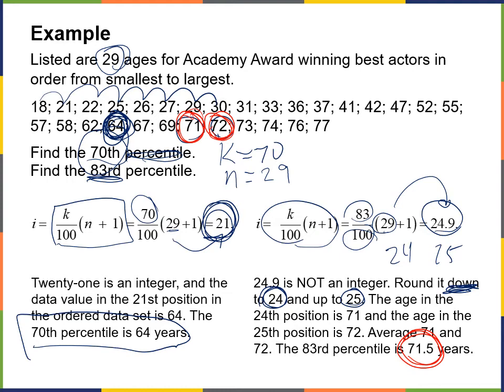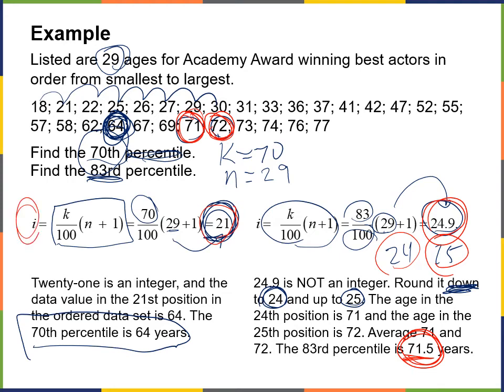Now you would say, well, that's not actually one of the ages listed. 71 is, 72 is, 71.5 is not. Why is that? Well, we have 29 different data values sitting in front of us, but we're trying to divvy this up into 100 pieces. That's what percentiles do. So there's going to be some pieces that fall in between data values, and that's exactly what happened here. That's why you have to do this whole song and dance about whether or not the I is an integer. If it's an integer, just count that many over, that's your answer. If it's not an integer, round down, round up, take the values in the 24th and 25th positions, average them together, and that'll give you your percentile.